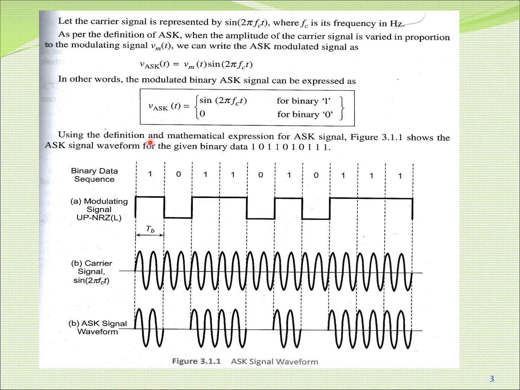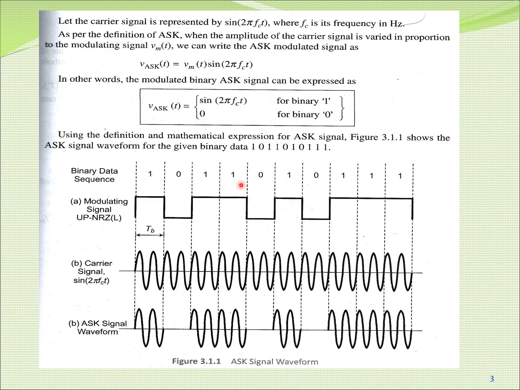So what is the value of VASK? It is equal to sine of 2 pi fct for binary 1, and it is 0 for binary 0. So this is my modulated signal, where my carrier is varied in accordance with my message signal. This can be better understood by taking an example.